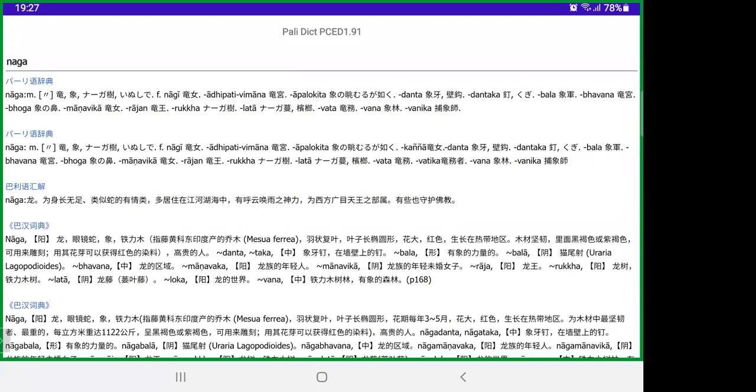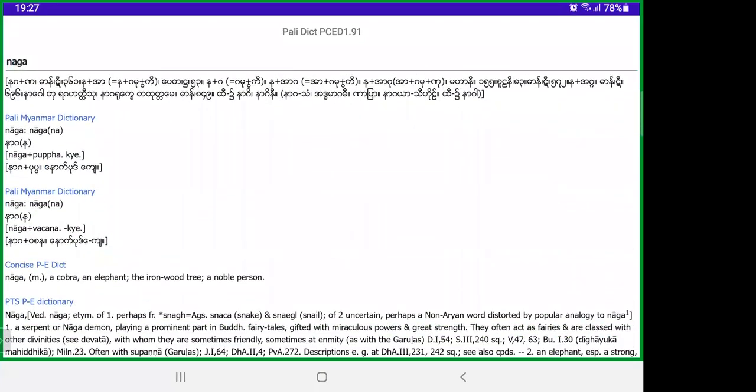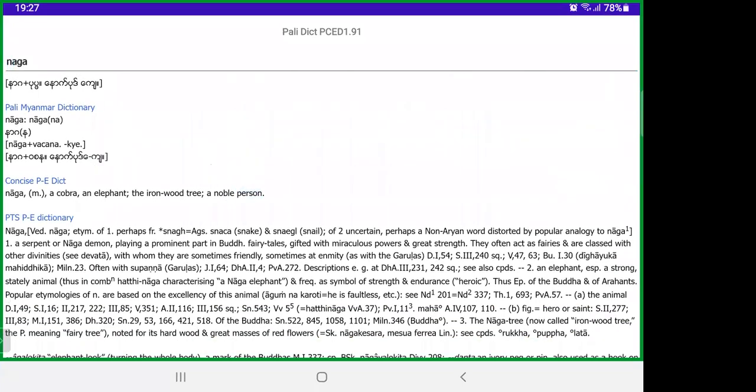All right, so Naga is actually a very interesting word. It is masculine, you can see. It can be a cobra, all right? Sometimes it can be an elephant. We usually understand Naga as a snake, or serpent, or a demon. But it can be an elephant also, a big elephant, or it can be a tree. Sometimes the Buddha is also called Naga. So anyway, it's masculine, all right?